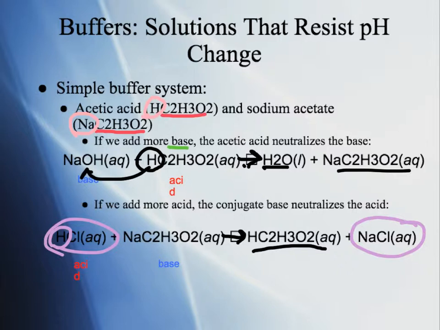So as long as we don't add more base or more acid than the concentration that we have in our simple buffer system, then it's going to be able to resist our pH change very well.